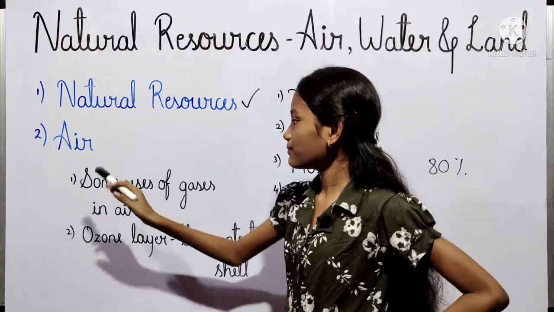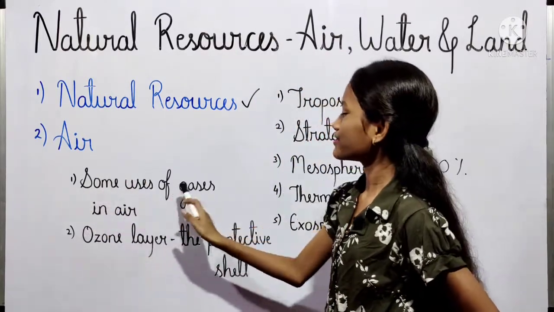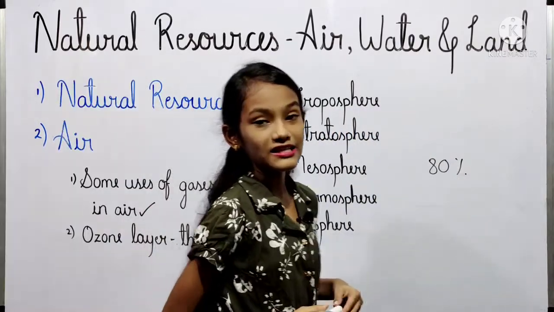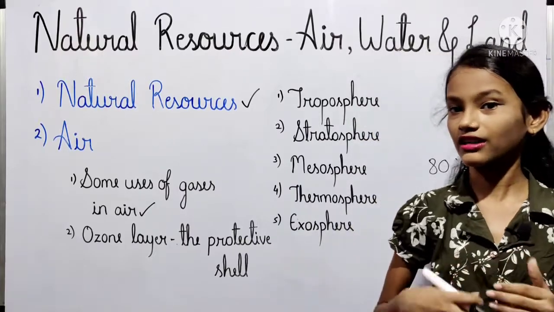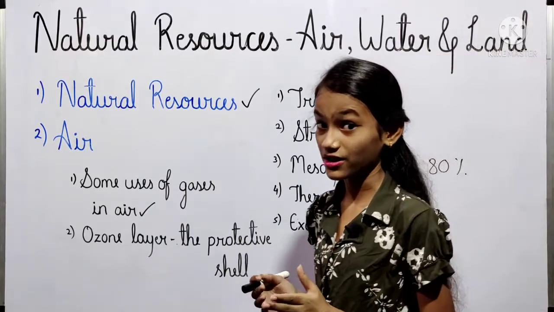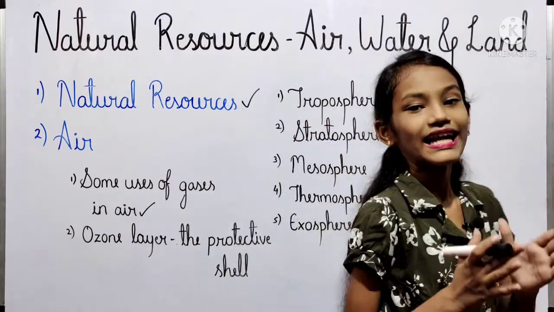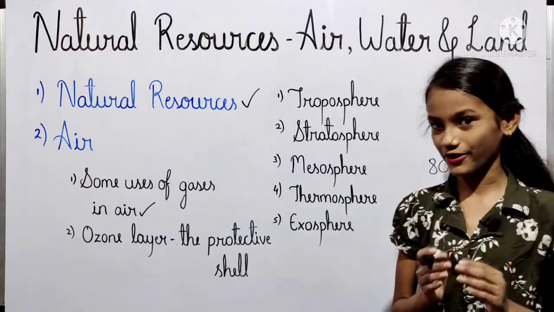So our first point and topic, that is some uses of the gases in the air, is completed. The smoke released from the factories or the fuels directly mixes with the atmosphere, disturbing the balance between the constituents of the air, and this is called air pollution.